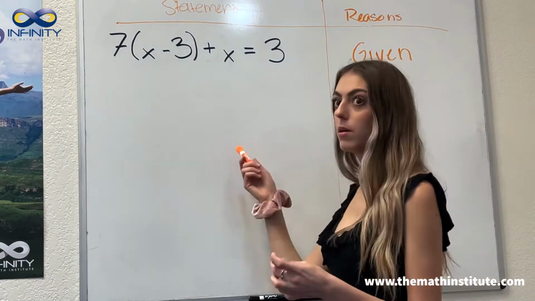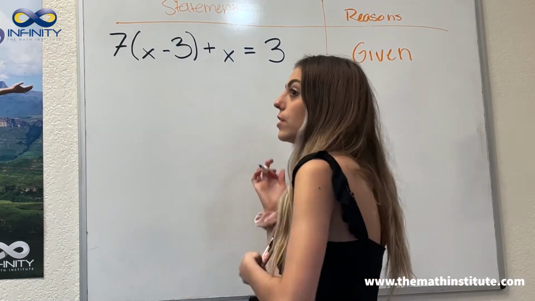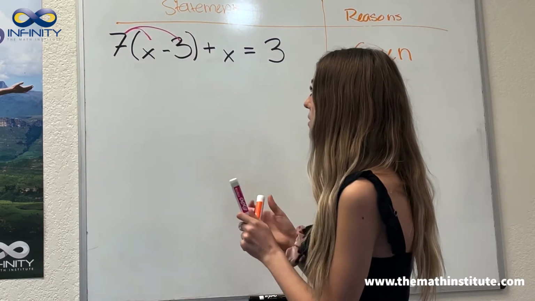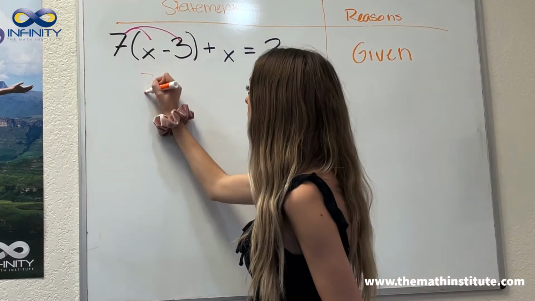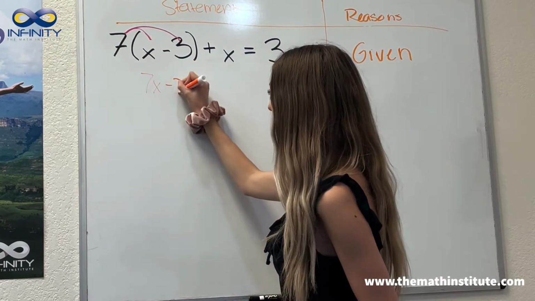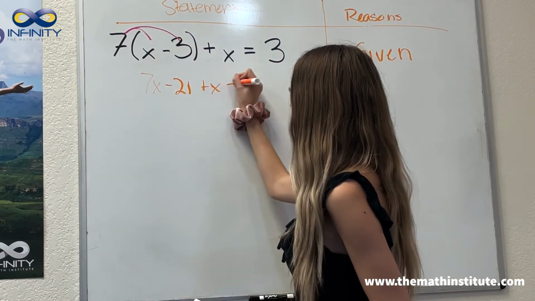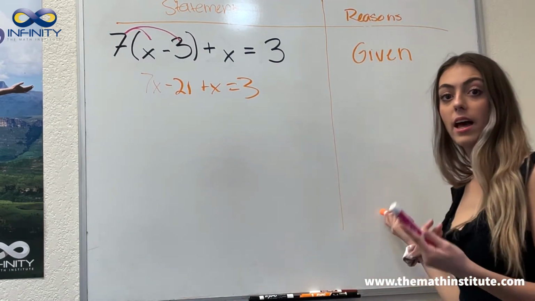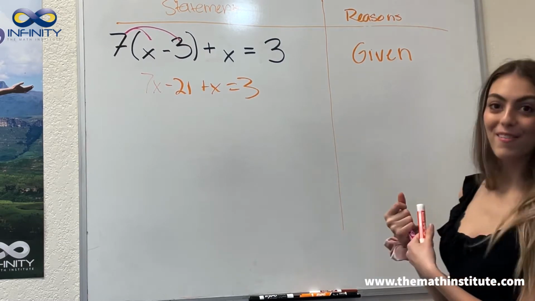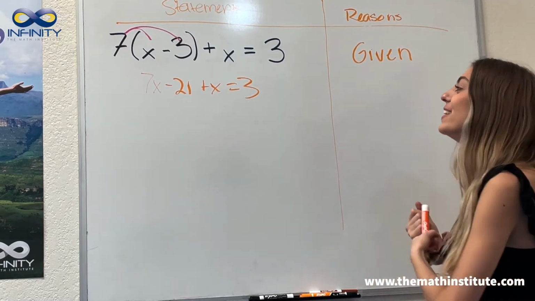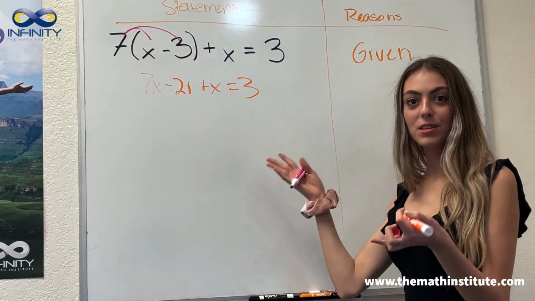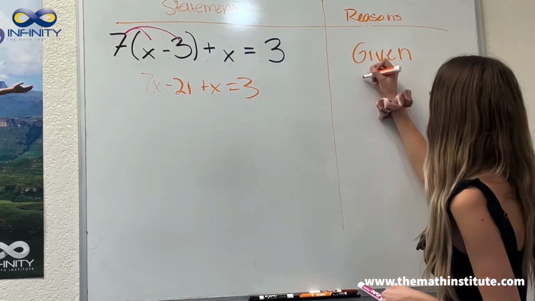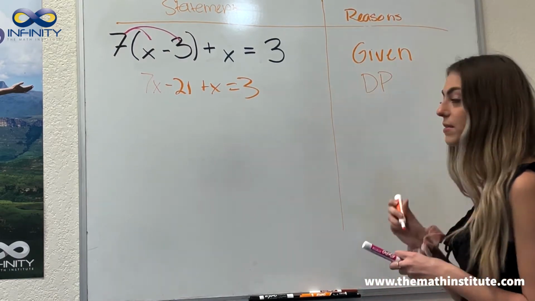And then what do we begin with? If you think about Gemma, we are going to distribute first, giving us 7x minus 21 plus x is equal to 3. Next, we are going to combine like terms. Oh, I forgot to write the reason, my bad. So in this, what do we do in this one? We do distributive property, so we simply write distributive property as our reason.